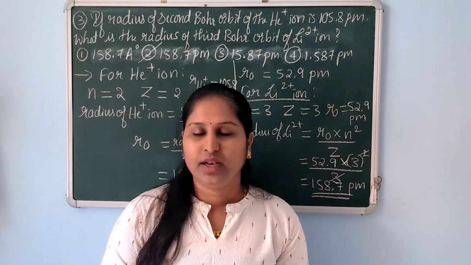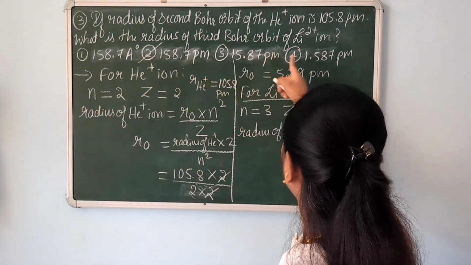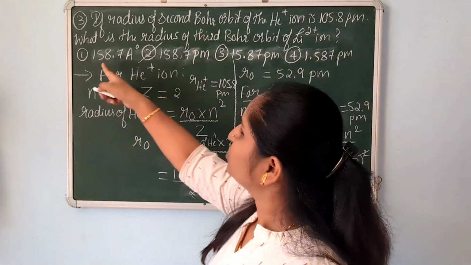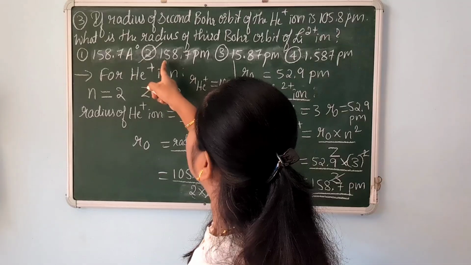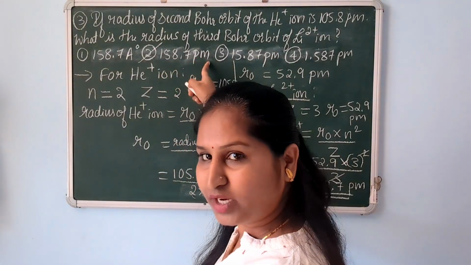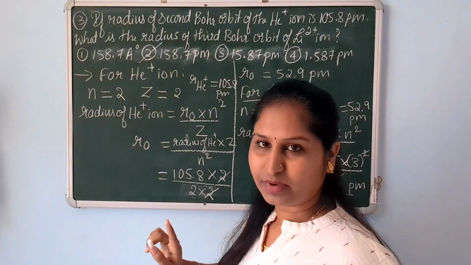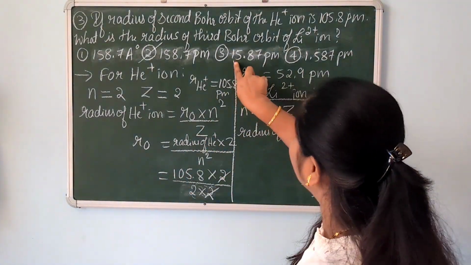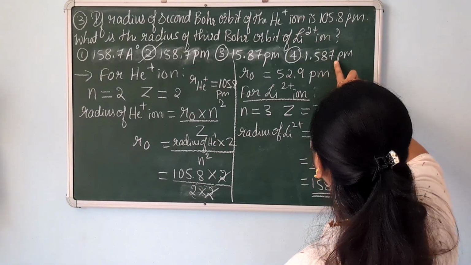But let me clear something up here. If you look at the options clearly, the first option is 158.7 angstrom. The second option is 158.7 picometer. Just the unit is different, but the numbers are the same. And look at the third option, 15.87 picometer, and 1.587 picometer.